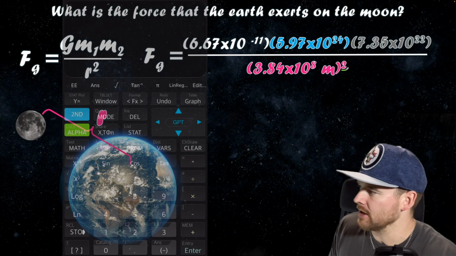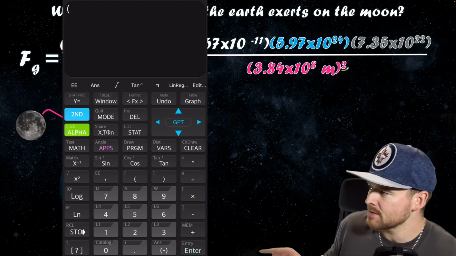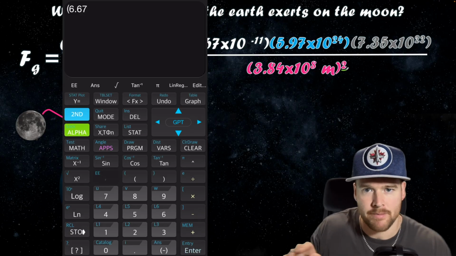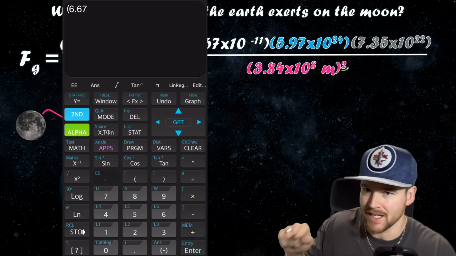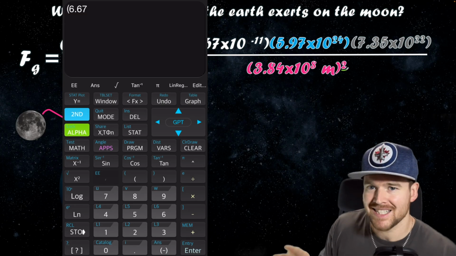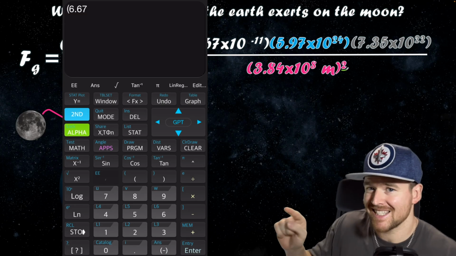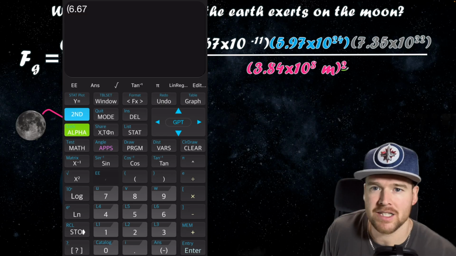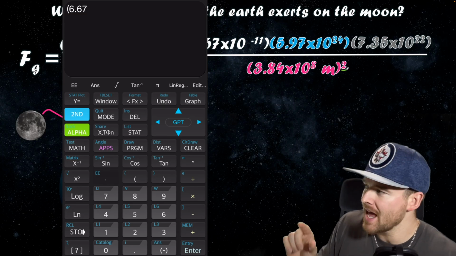Let's bring up the calculator here. And so I'm going to start in brackets with 6.67, but instead of going times 10 to the exponent and hitting negative 11, to replace times 10 to the exponent, I'm going to hit second comma. That's common for lots of TI calculators. And it brings up this E.